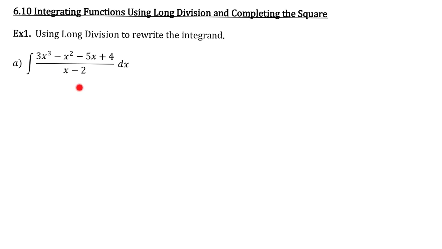Because the denominator is of the form x minus or x plus a number, I could also do synthetic division, and that would work equally well. But let's do long division for now, and I'm going to remind you how to do it if you have forgotten. Okay, so I'm dividing x minus 2 into 3x to the third minus x squared minus 5x plus 4. Put this in standard form. If you're missing a term, put a 0 as a placeholder.